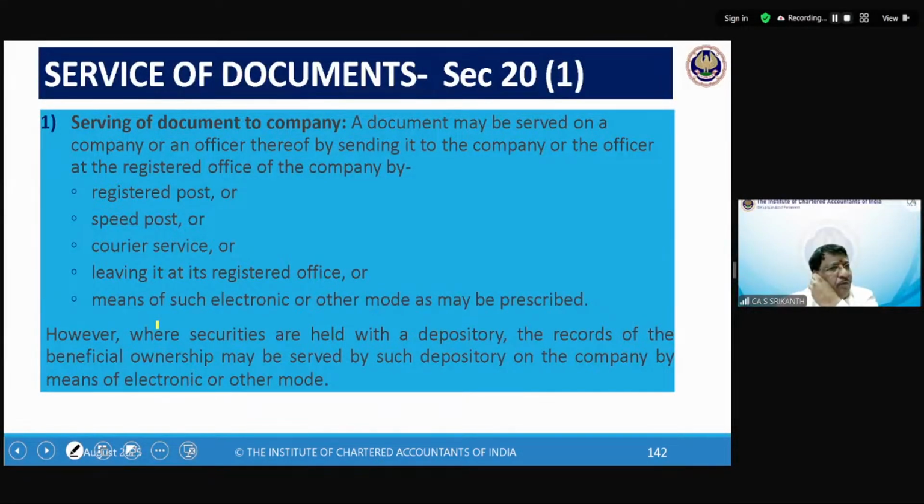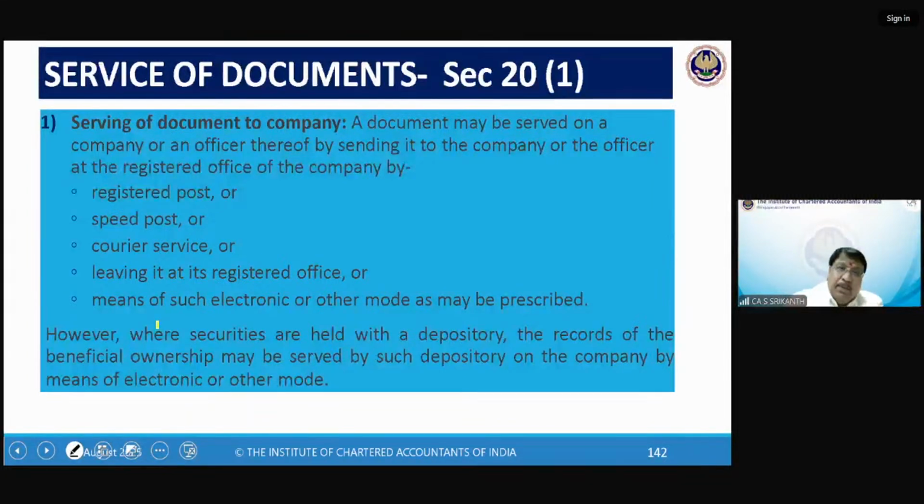How to give? Obviously, the company cannot take it, so some representative only will take it. How? First step, you already saw that. A document may be served on a company or an officer thereof by sending it to the company or the officer at the registered office. No other place. Only the registered office.